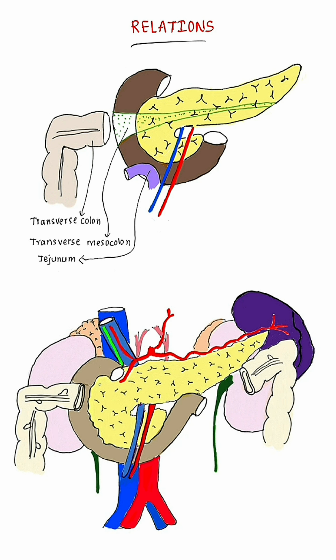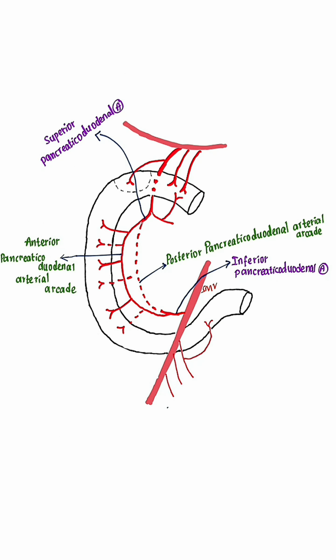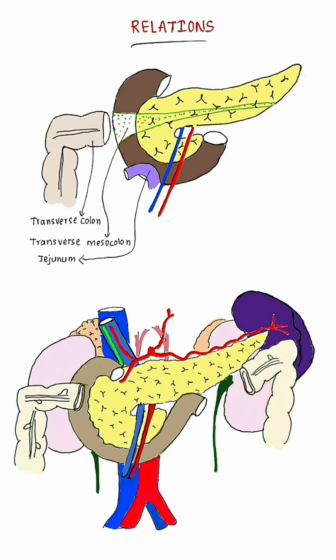The superior border is related to the first part of the duodenum. The right lateral border is related to the second part of the duodenum. The inferior border is related to the third part of the duodenum. The superior border is related to the superior pancreaticoduodenal artery. The right lateral border is also related to the anterior and posterior pancreaticoduodenal arterial arcades. The inferior border is related to the inferior pancreaticoduodenal artery.